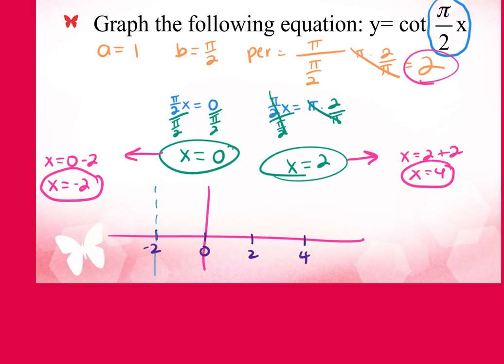So I'm going to draw the asymptotes. And I'm going to find the zeros, which are halfway between these. So what's halfway between negative 2 and 0? Negative 1. What's halfway between 0 and 2? Positive 1. What's halfway between 2 and 4? 3. These are our zeros.